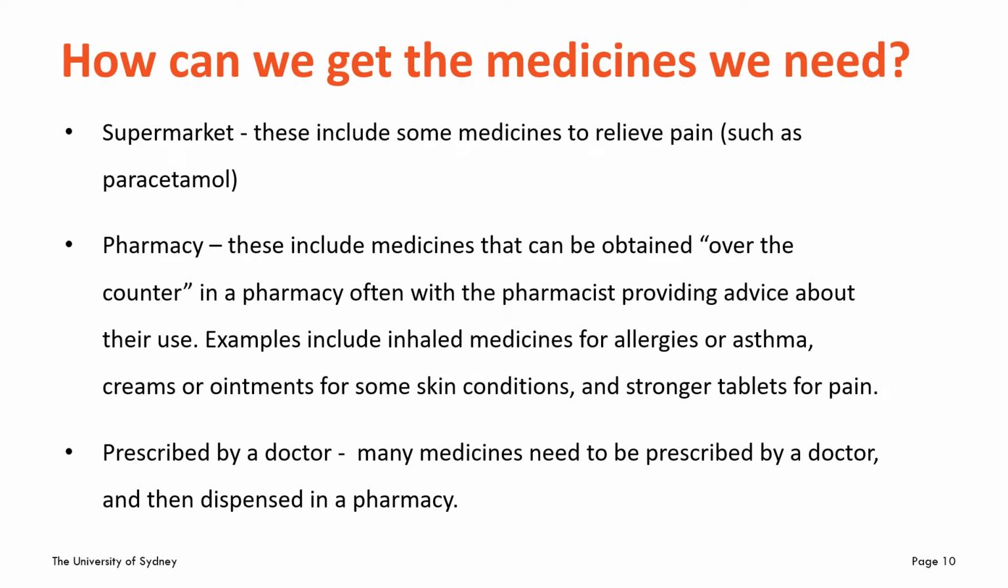Other medicines you have to get from the pharmacy. So these are not available in the supermarket, and you can buy them either over the counter, so without a prescription, or by directly asking the pharmacist to supply them. So some of the over-the-counter medication could also be pain relief medication such as paracetamol, but in larger quantities than what you would get in the supermarket.